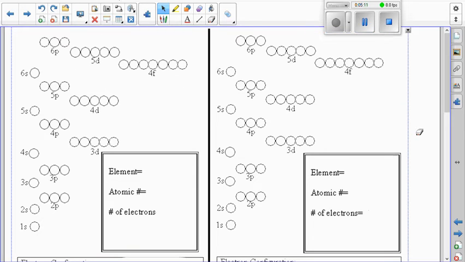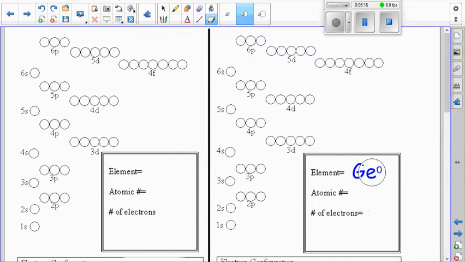All right, so now let's talk about the orbitals. We'll do germanium. That was one of the ones on the back. If germanium is neutral, let's see here. What's the atomic number, first of all? Somebody tell me, what's the atomic number? What's that? 32. If it's neutral, how many electrons does that mean it has?